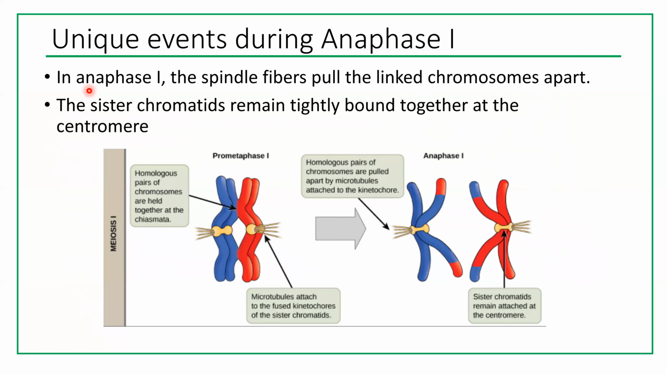Next, after metaphase, we go to anaphase 1. In anaphase 1, the spindle fibers pull the linked chromosomes apart. So look, this is our tetrads, and what is pulled apart are actually chromosomes. And you see they have some recombinant chromosomes. The sister chromatids remain tightly bound together at the centromere, so the sister chromatids are not separated.